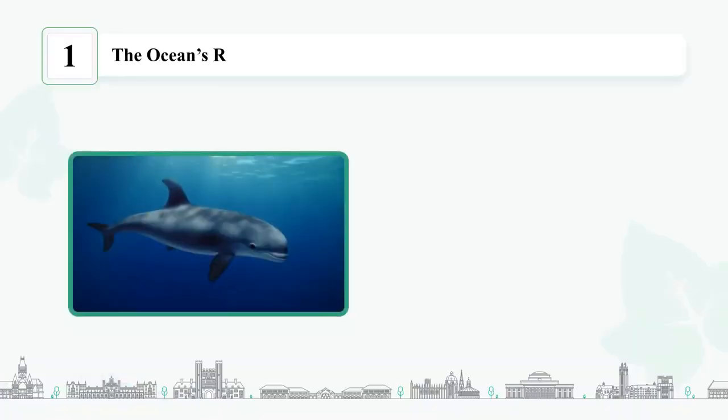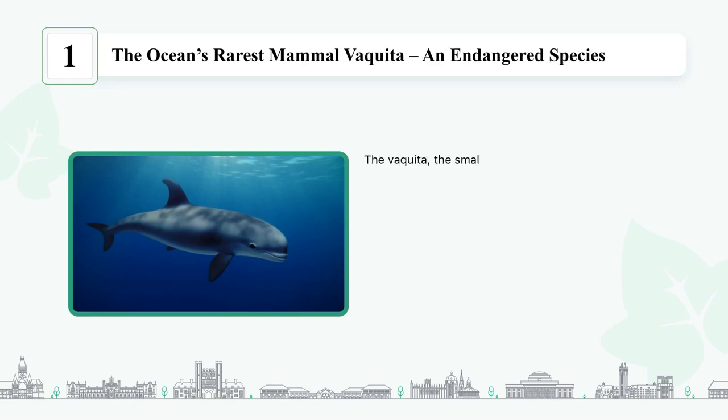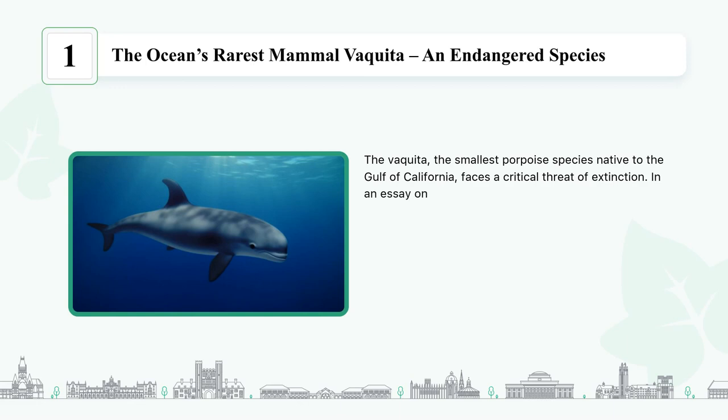The ocean's rarest mammal: the vaquita, an endangered species. The vaquita, the smallest porpoise species native to the Gulf of California, faces a critical threat of extinction. In an essay on this acute topic, explore the vaquita's plight, diving into the factors of its endangerment.